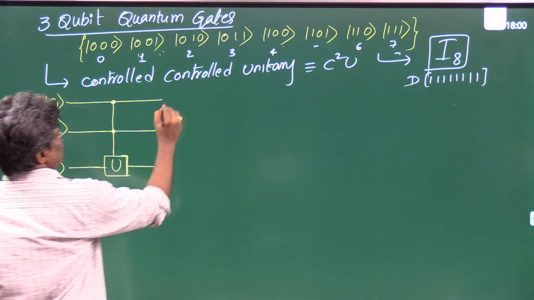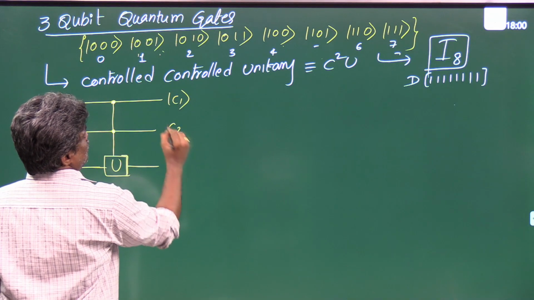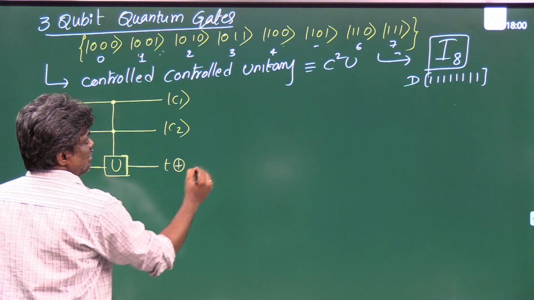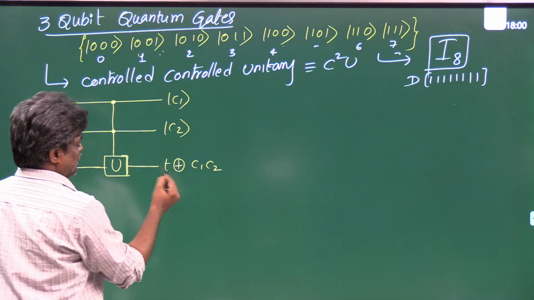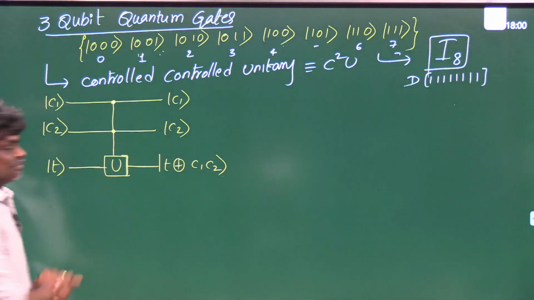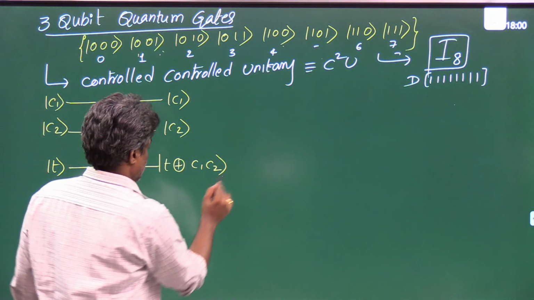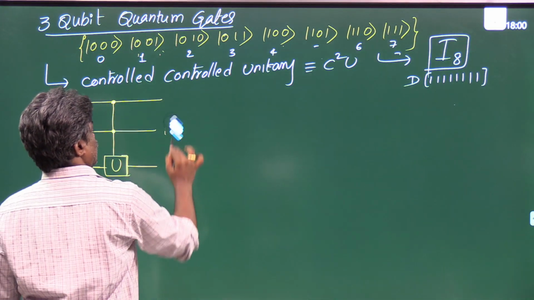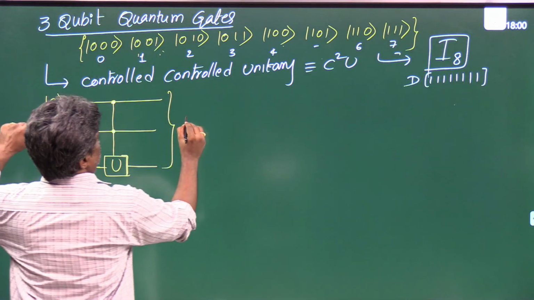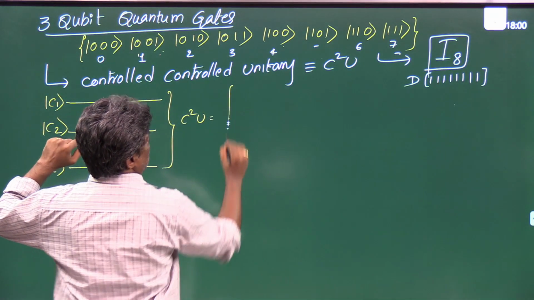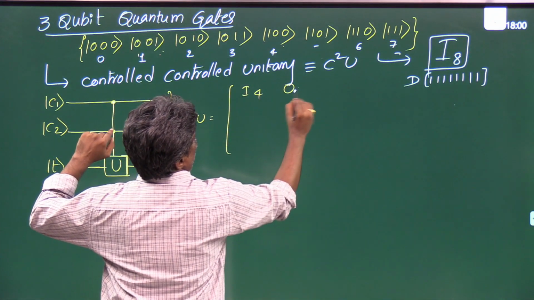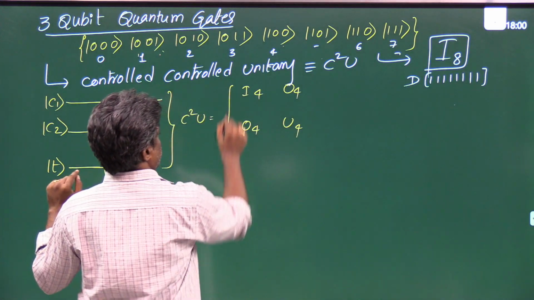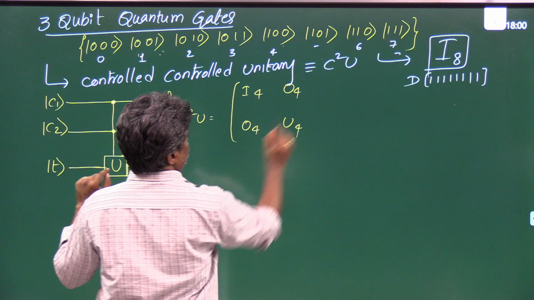That's it. So the C1 is as usual and C2 is as usual, and this one is given by T X R C1 C2, something like that. This is a representation. So no need to worry, leave it. Yeah, so this is the C square U operation, which is given by I4, O4 and U4.